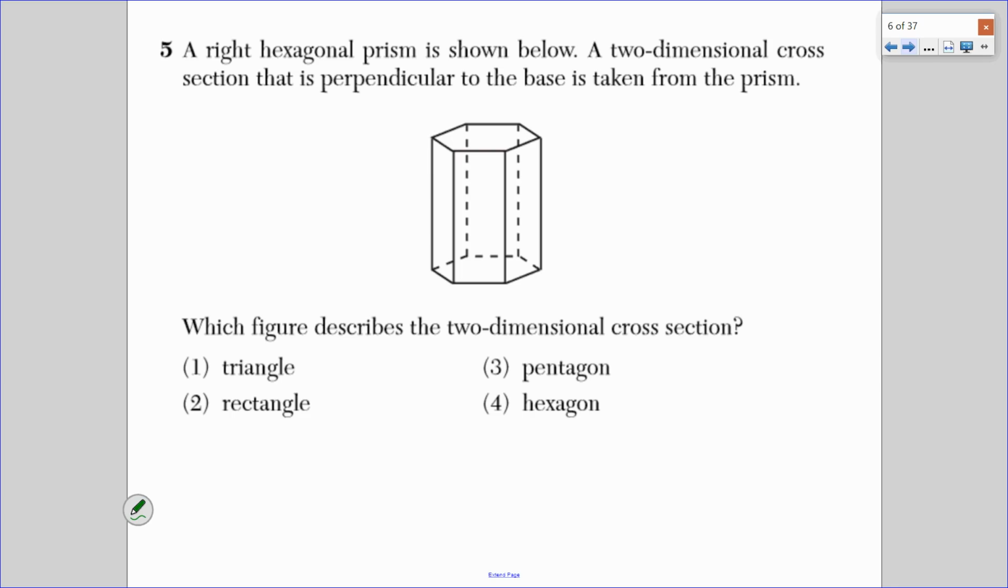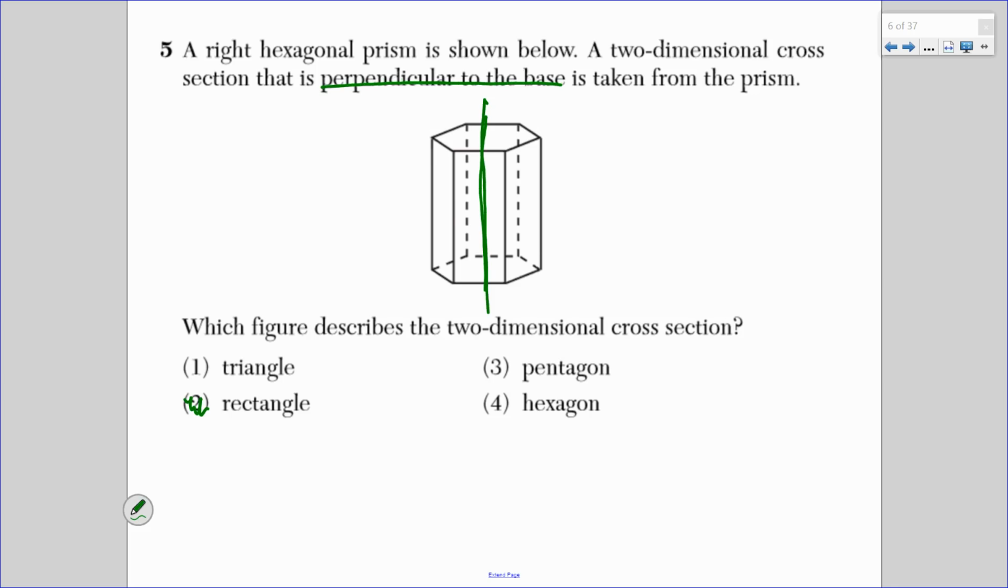A right hexagonal prism is shown below. It's a two-dimensional cross-section that is perpendicular to the base. Perpendicular to the base means vertical. It's taken from the prism. They asked this exact question on an earlier Regents exam. Which figure describes a two-dimensional cross-section? It's a two-dimensional slice of a three-dimensional object. If it's going vertically, if I take that vertical slice, that's a rectangle.